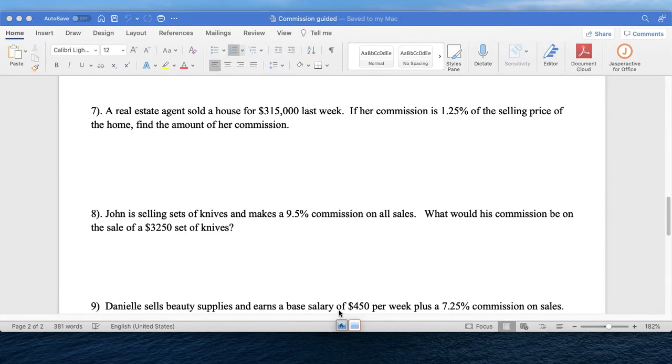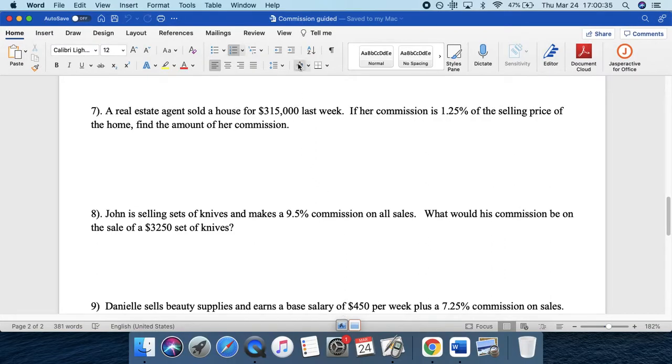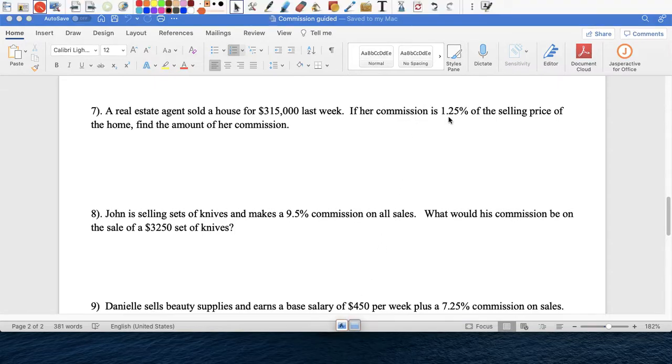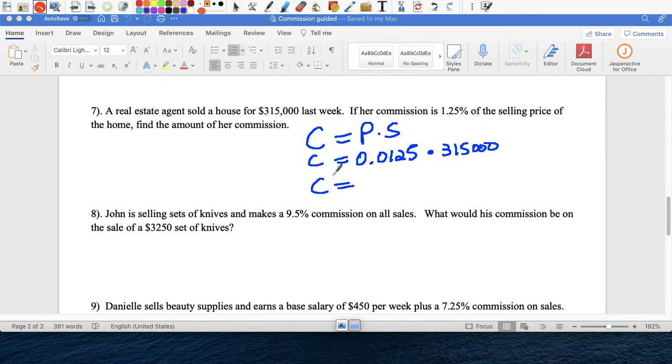Number 7. A real estate agent sold a house. She got paid 1.25%. How much did she make for the sale? So commission, that's what we're looking for. Percent times the sale. The percent was 0.0125. The value of the house, the sale, was $315,000. How much does she take home? 0.0125 times 315,000. She took home $3,937.50.